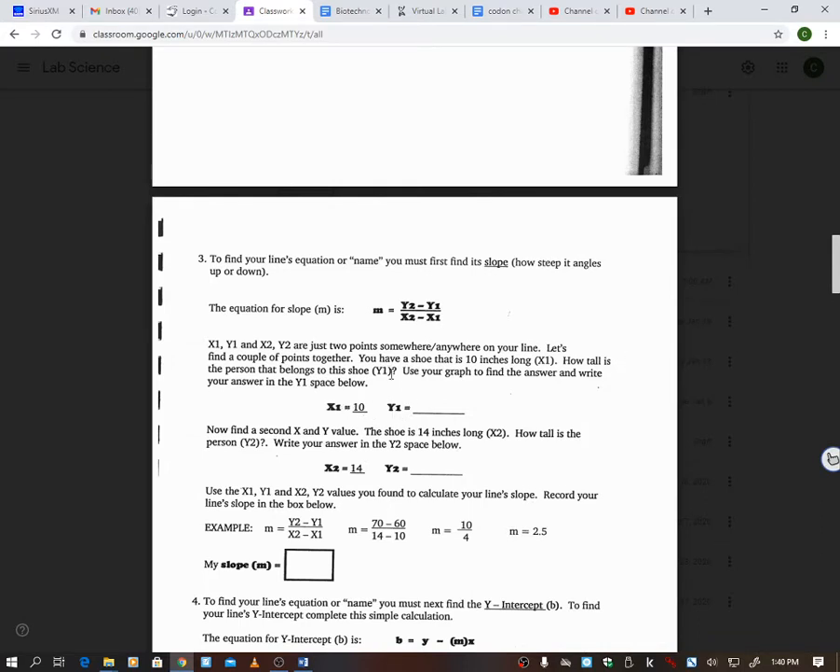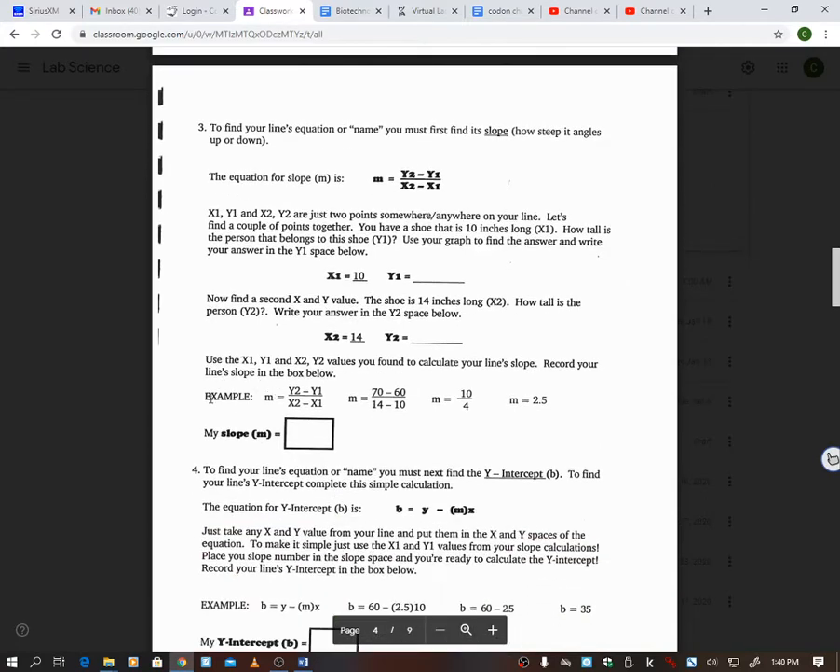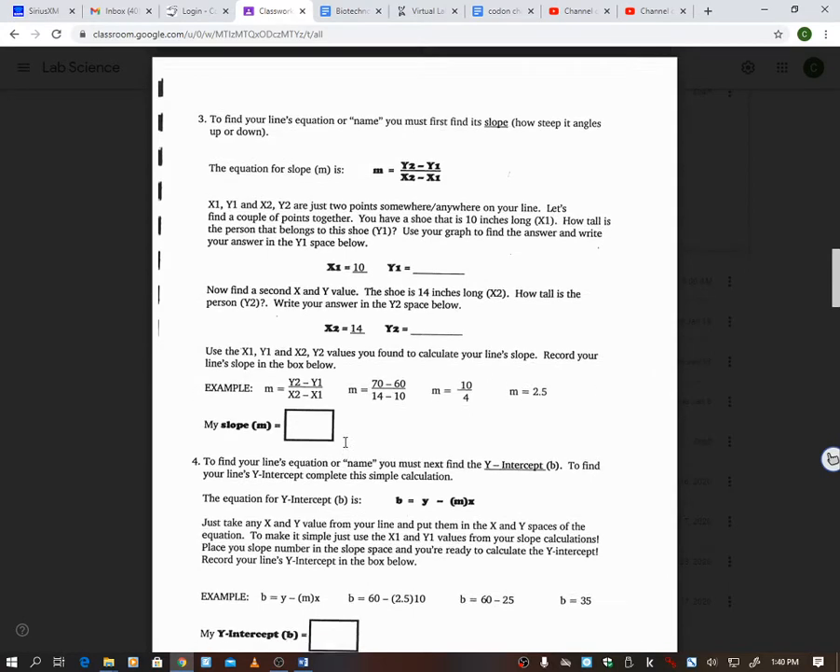All right, so now find a second x and y value. The shoe is 14 inches long. How tall is the person? So you're going along your x-axis, finding 10 and going up to your line and seeing what the y should be. Same thing with this one. 14, go up to your line, go across and see what is your y at when your x is 14. Now here's an example. It's showing you exactly how to fill this in. This is how you are going to find your slope, your m.